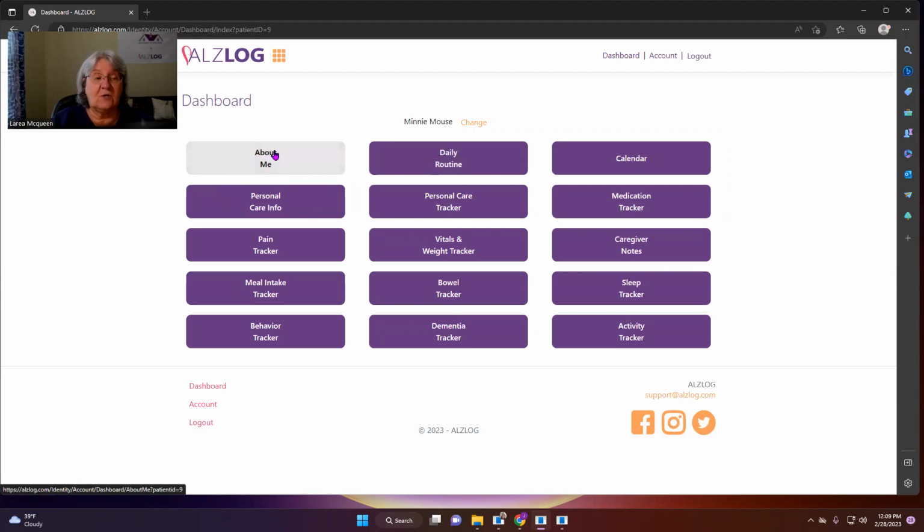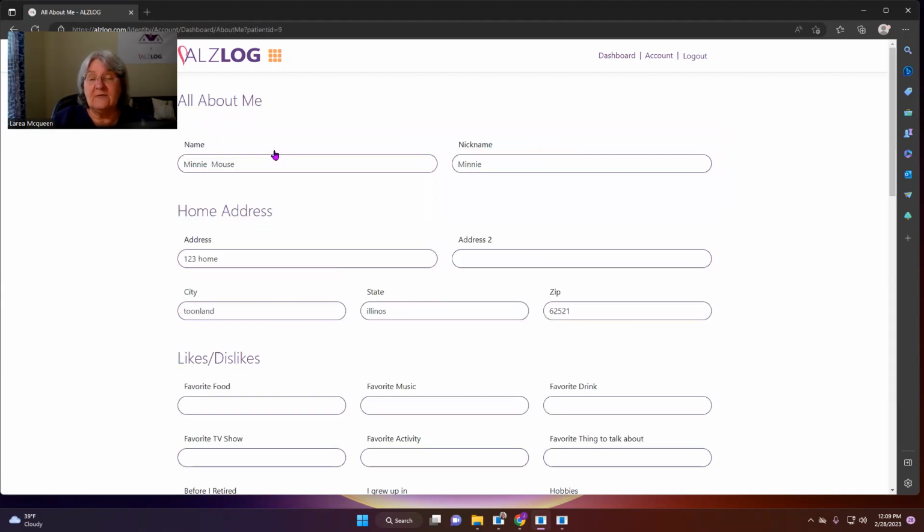and the first thing that you're going to do is start with the About Me. This information is very important, especially for those with dementia. This is the information that tells that caregiver what they need to know about your loved one. It gives them a better understanding of who they are.